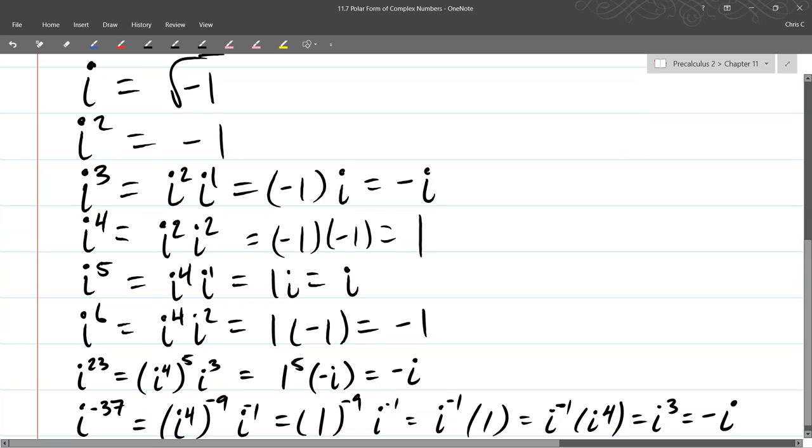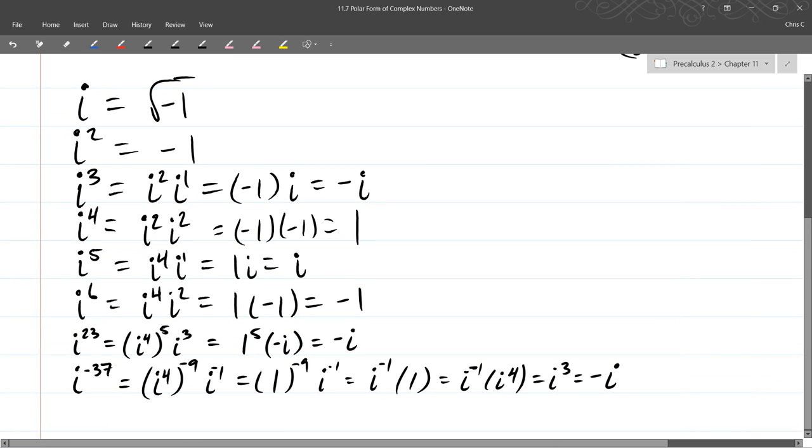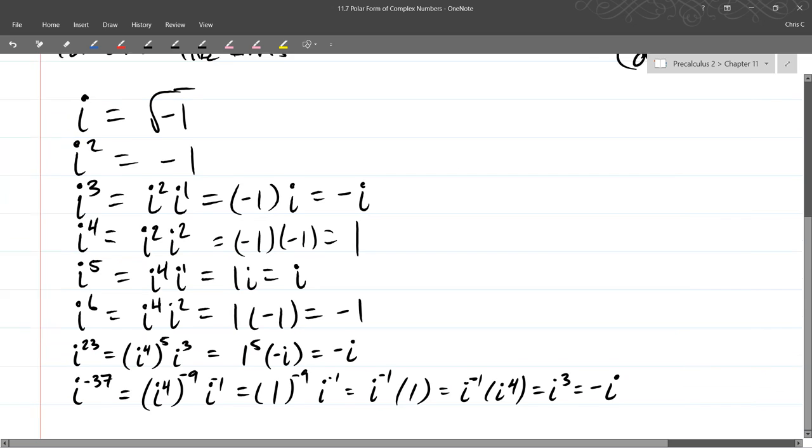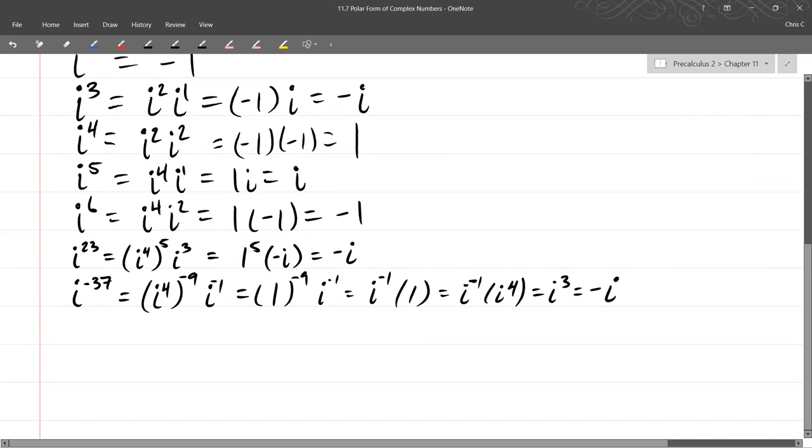So that's all fun with imaginary numbers right there. That was a really brief introduction on powers of i. And now we're going to look at full complex multiplication.